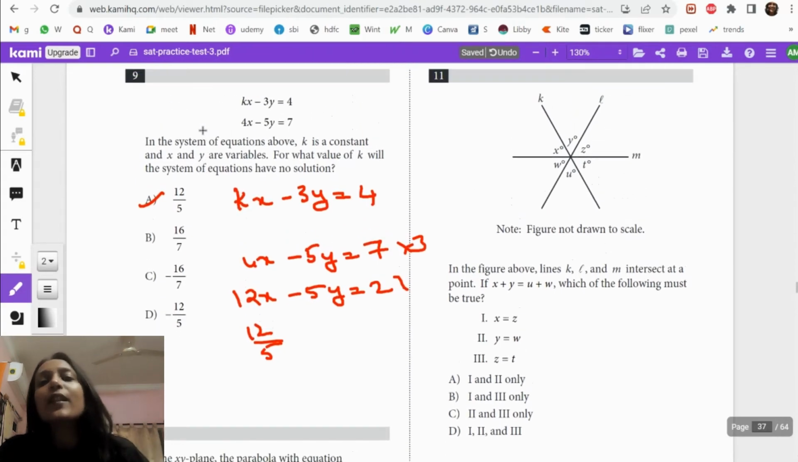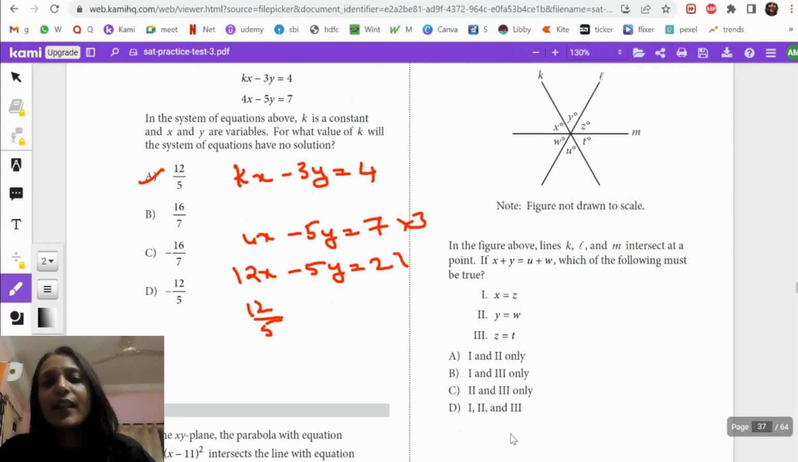In the 11th question, we have the given figure and they're saying in the figure above, we have lines KLM that must intersect, and if x plus y is equal to u plus w, meaning these two angles are equal to u plus w, which of these must be true? X is equal to z, y is equal to w, and then the third one is z is equal to t.